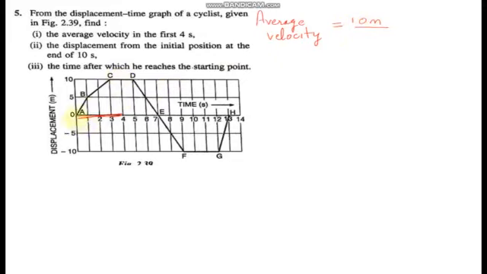And how much time has been taken from 0 to 4 seconds? 0 से लेके 4 तक कितना time हुआ? 4 minus 0, that is 4 seconds. And hence the total average velocity, that is 2.5 meter per second. So this is the first part. Next, you have to find out the displacement from the initial position at the end of 10 seconds. What is the displacement at the end of 10 seconds?